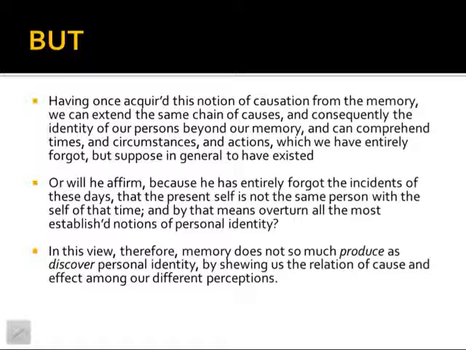And he doesn't answer that. He just says, it's on you. Clearly this is an issue for you. You have to answer it. If you're going to keep saying that memory is the source of personal identity, you have to deal with the fact that we sometimes lose memory.